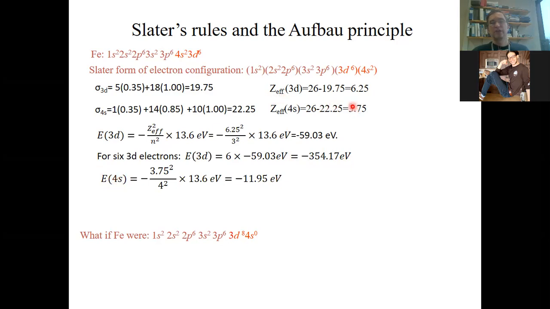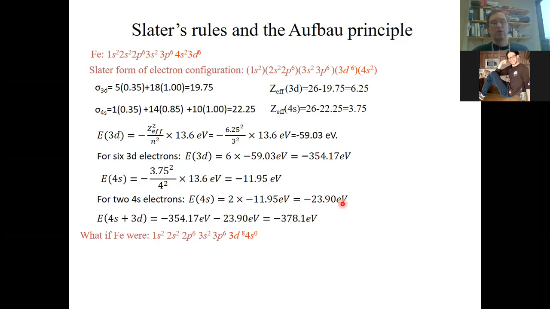So the effective nuclear charge was 3.75. So the energy of one 4s electron is minus 3.75 square over 4 square. It's 4 because we have a 4s electron. So this is times 13.6 electron volts, and that's minus 11.95 electron volts. So now we have 2 4s electrons. So therefore we have overall 2 times minus 11.95 electron volts, which is equal to minus 23.90 electron volts.